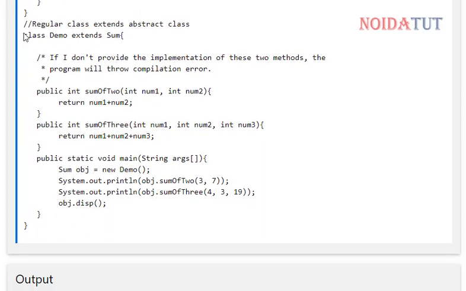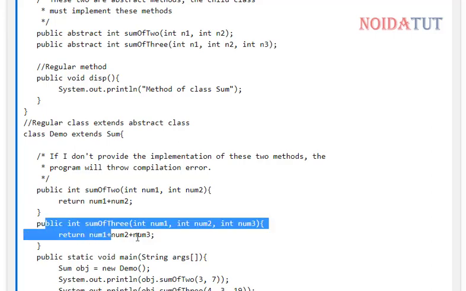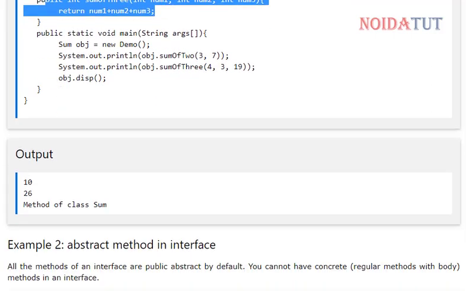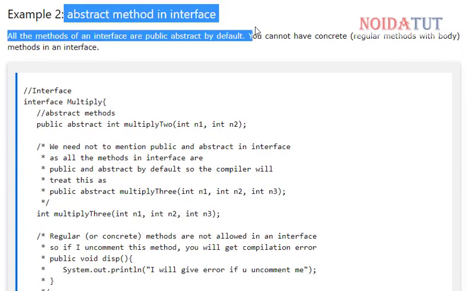Now when we are extending this, these abstract methods that we have declared above, sum of 2 and sum of 3, are defined in the child class. Now let us have a look at the abstract method in interface. We are also going to discuss interface separately in our next chapters.